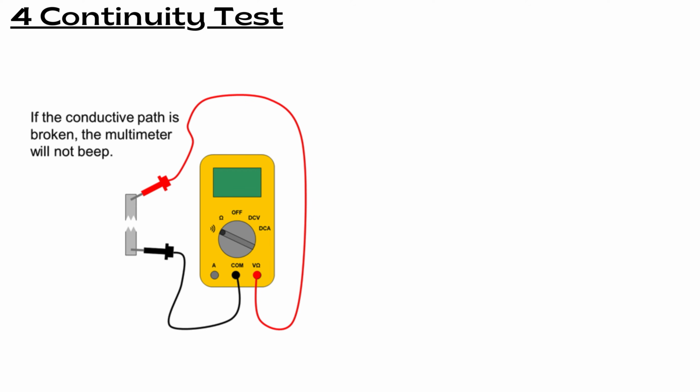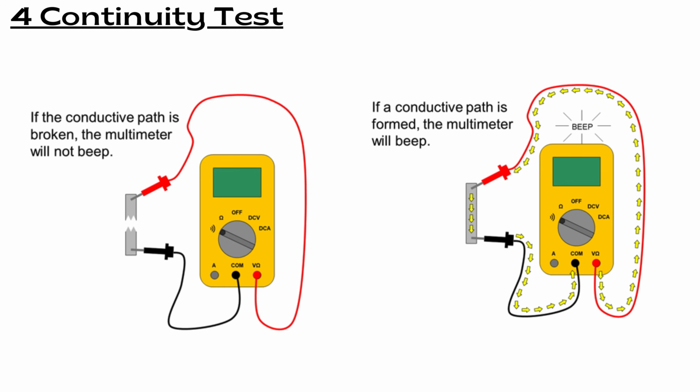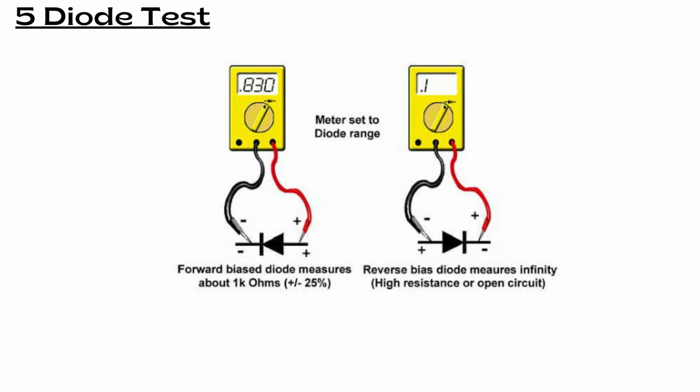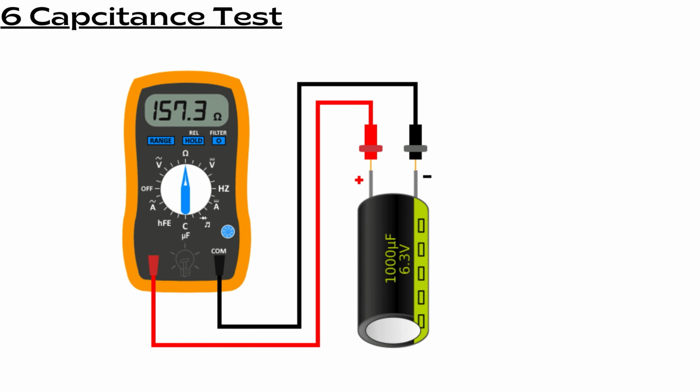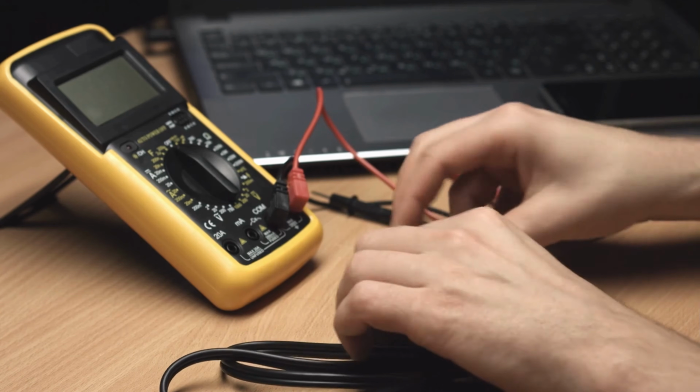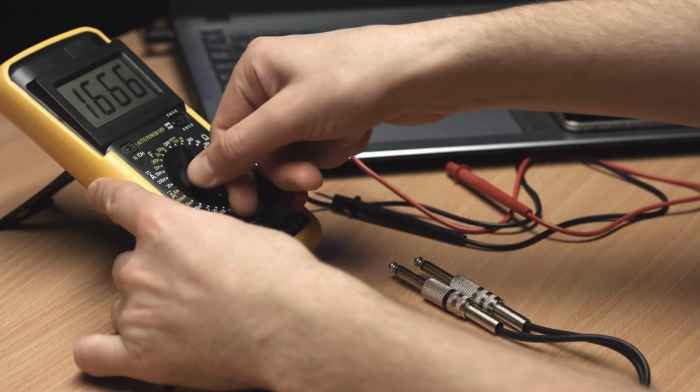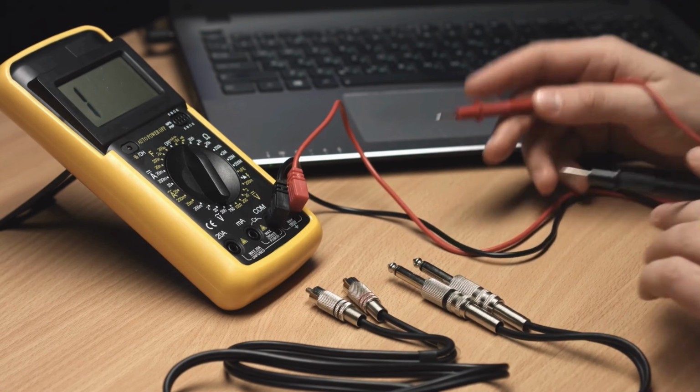4. Continuity test, checks if a circuit is complete. It usually involves a buzzer or LED indicator. 5. Diode test, tests the functionality of diodes and other semiconductor devices. 6. Capacitance, F, measures the ability of a capacitor to store charge. Not all multimeters have this function. Now let's get hands-on. I'll show you how to use these functions step by step.